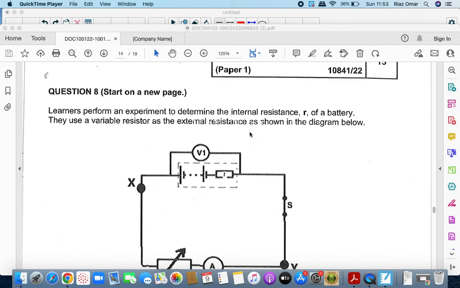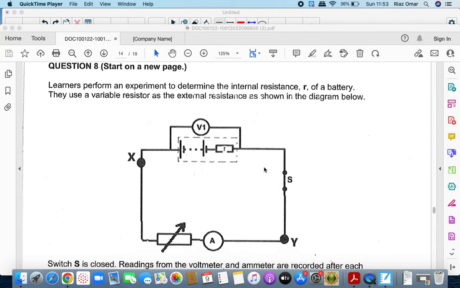Today we are looking at question 8 of the Prelim physics paper of 2022. So here's an interesting question. Question 8. Learners perform an experiment to determine the internal resistance R of a battery. They use a variable resistor as the internal resistance, as shown in the diagram below.